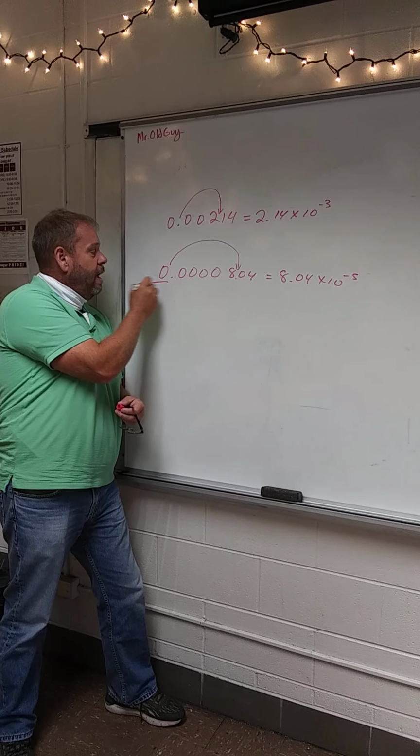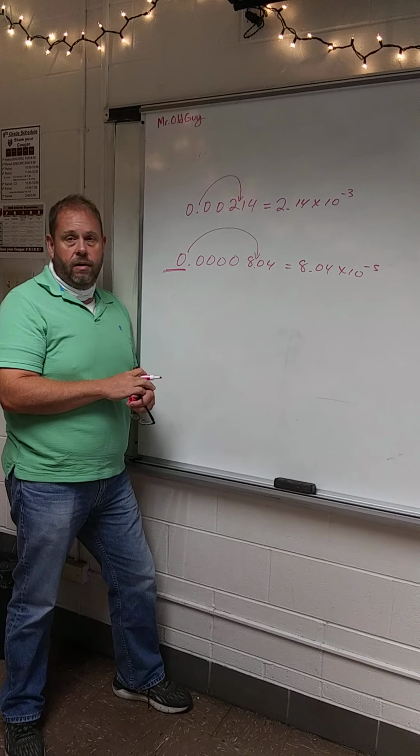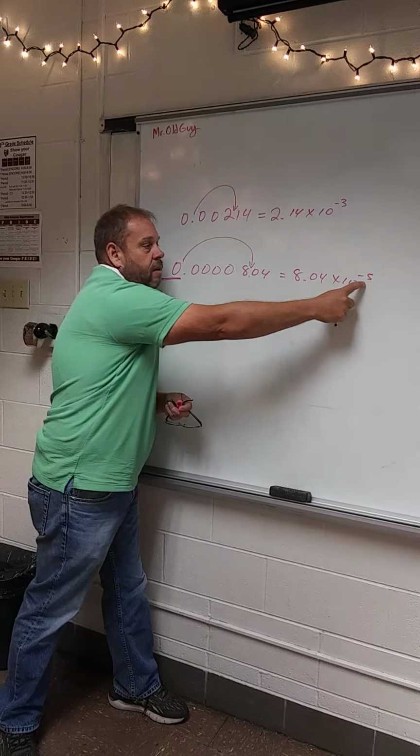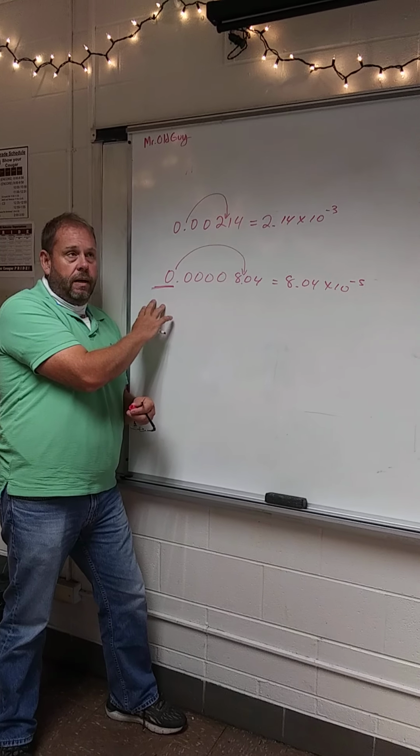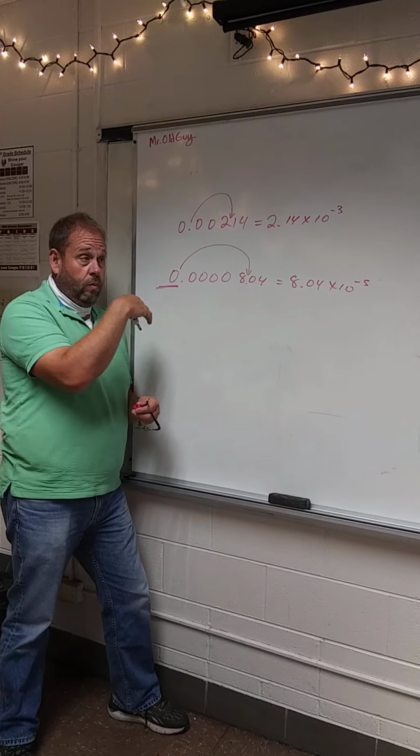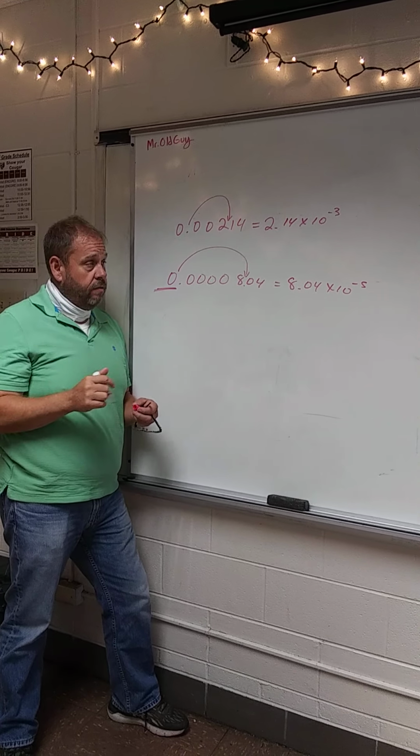So if I don't have a whole number greater than 0 on this side, it's going to be a negative exponent. If I have whole numbers, 1 or larger, it's going to be a positive.